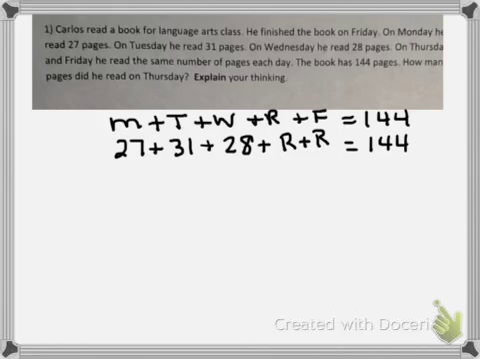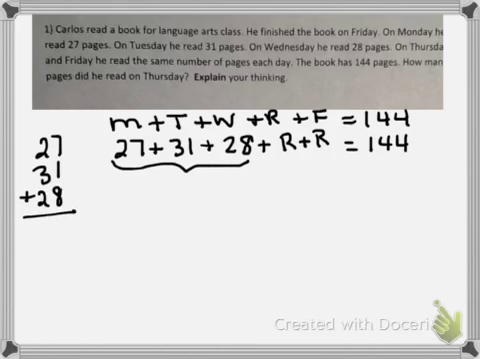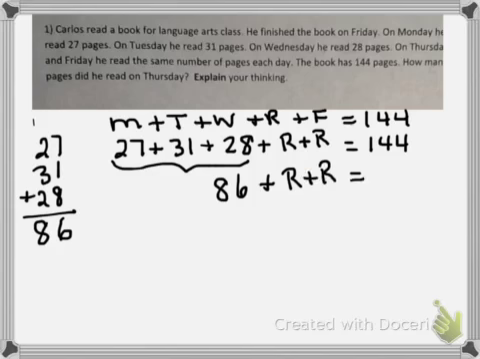To figure out what these R's are, we're going to add these 3 together, 27 plus 31 plus 28. That totals 16, carry the 1, and it's 86. So we know 86 plus our 2 R's still gives us 144. We want to figure out what the R's are. That's our objective. So we're going to subtract 144, the total number of pages, minus the pages we know he has already read. So let's see, we're going to borrow here.